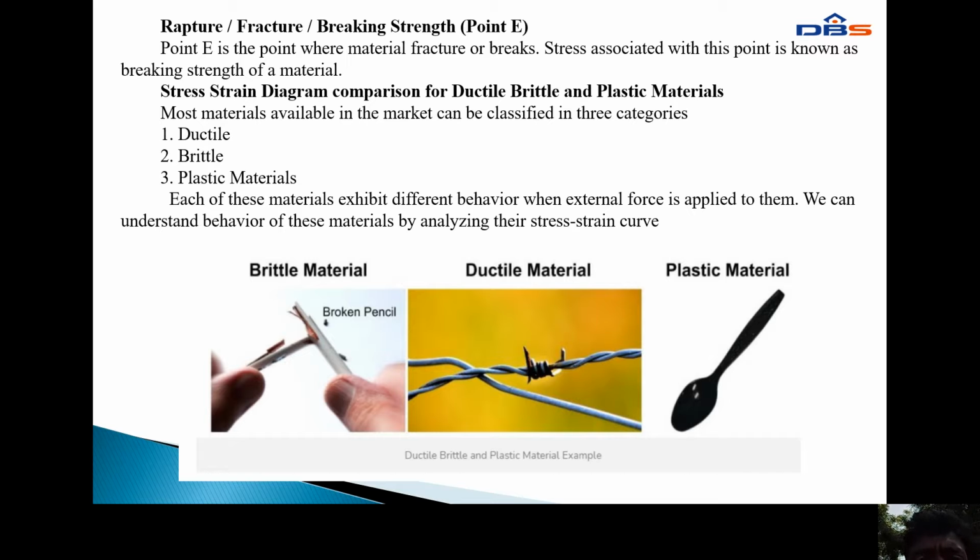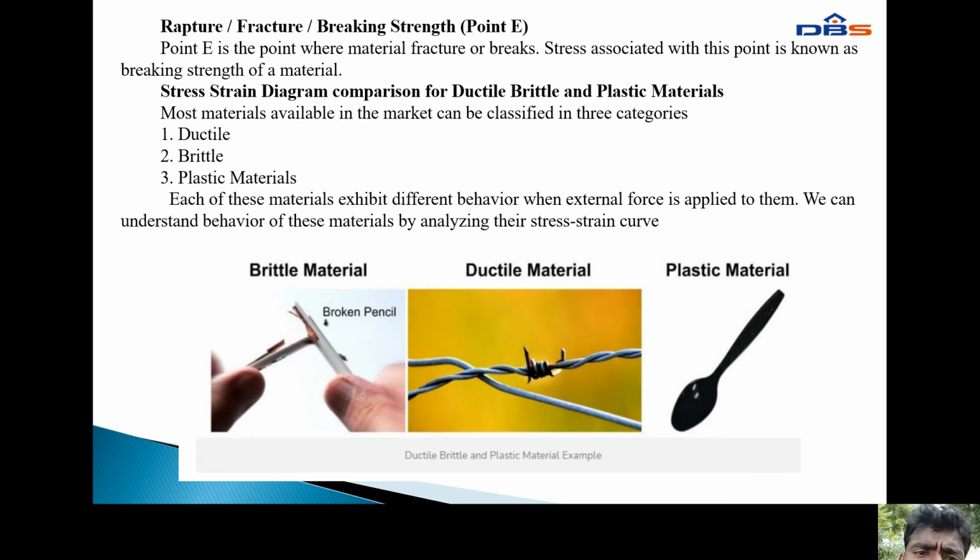Brittle material means it can break up into small pieces. We can apply force on a body and it is divided into small pieces or breaks up. Those materials are called brittle materials. The best example is a mirror.